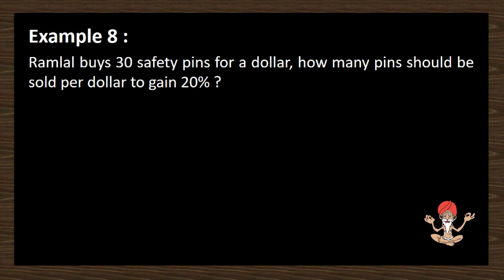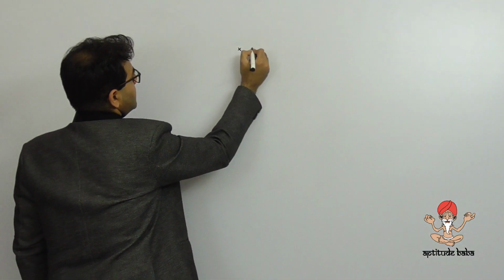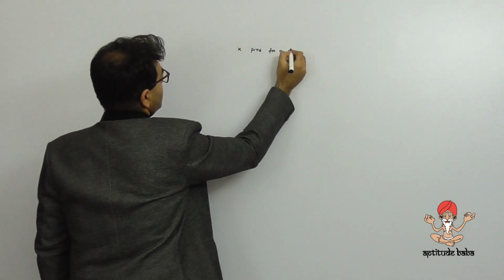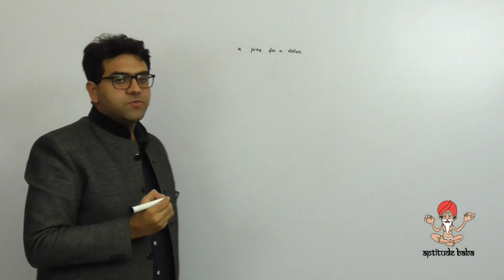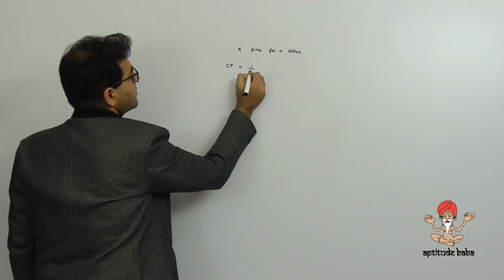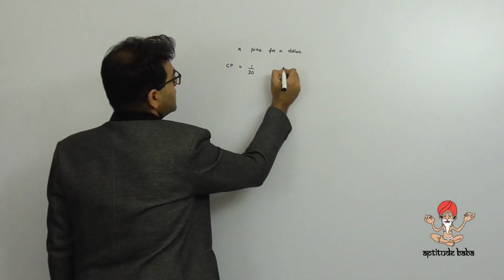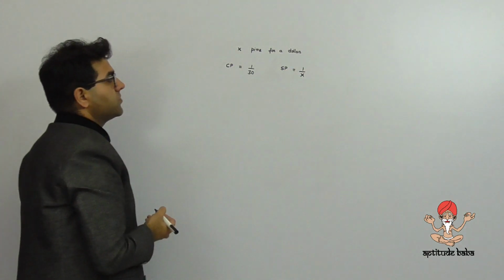Ramlal buys 30 safety pins for $1. How many pins should be sold per dollar to gain 20%? I can begin the question by assuming that he is selling X pins for $1. If Ramlal buys 30 pins for $1, then can I say that the cost price of one pin is going to be 1 by 30 of $1? If he sells X pins for $1, can I say that the selling price of one pin is going to be 1 by X of $1?